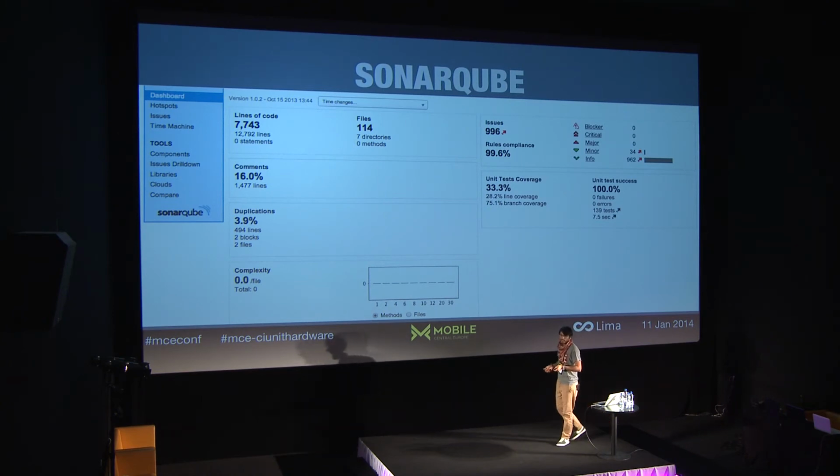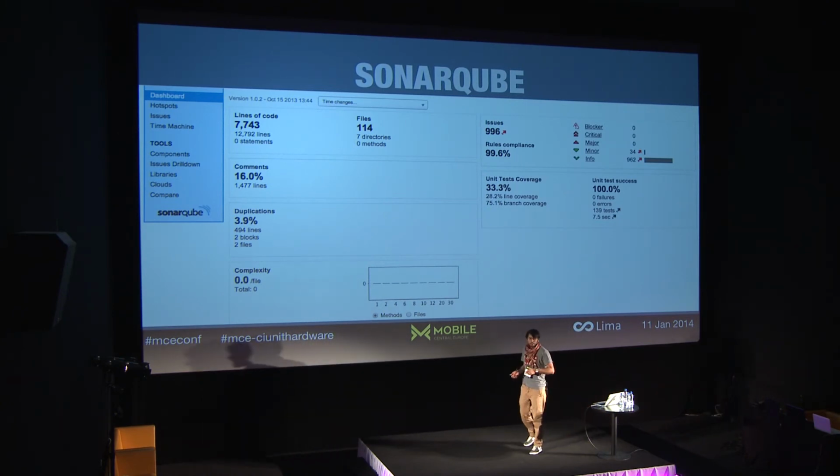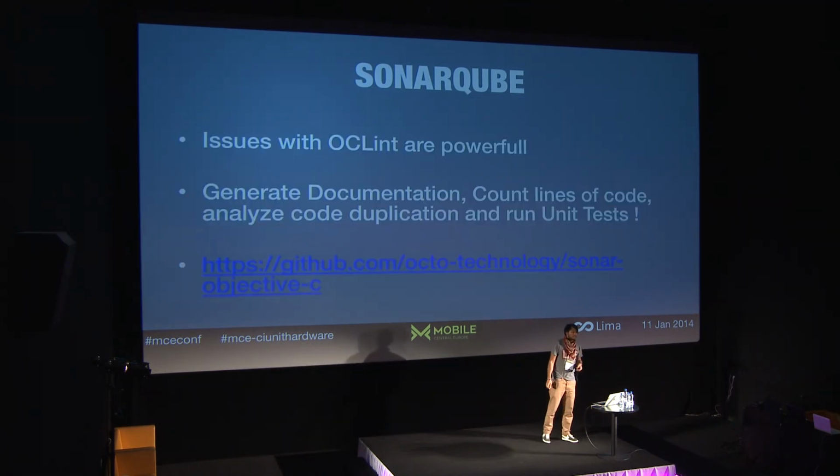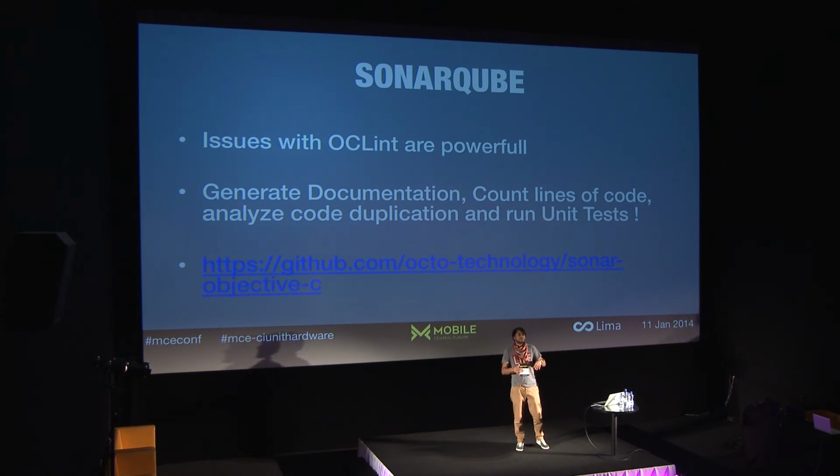And what I really, really like is issues. Issues are really powerful. They are computed by OCLint. OCLint is another tool for code inspection on C, C++, and Objective-C. It helps you, for example, you can say, okay, this class is too long because it's more than 1,000 lines.